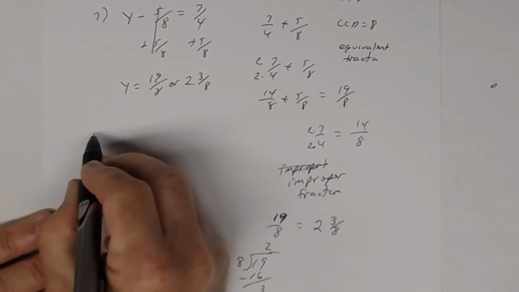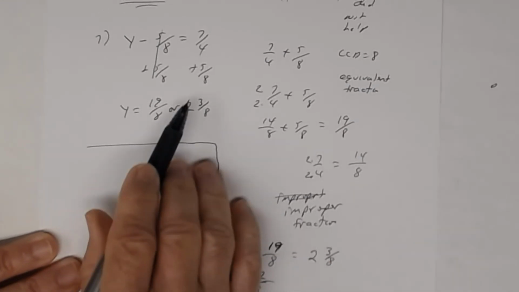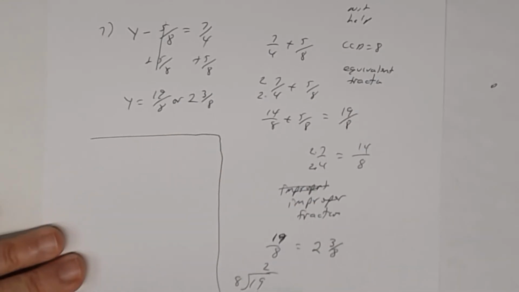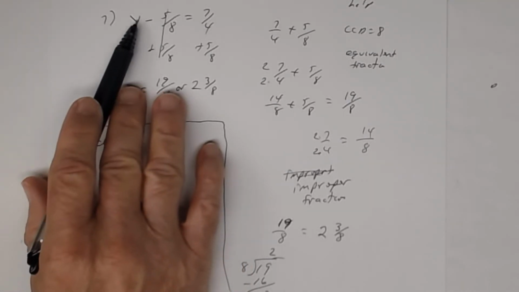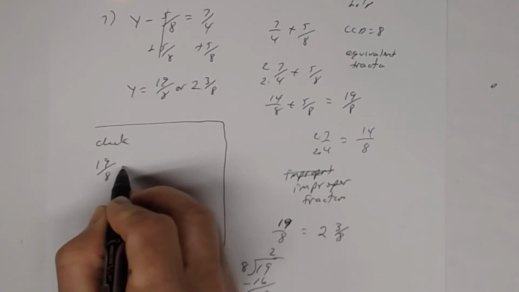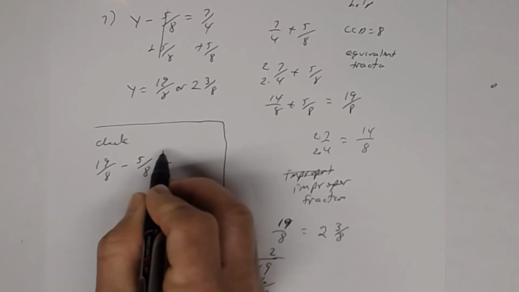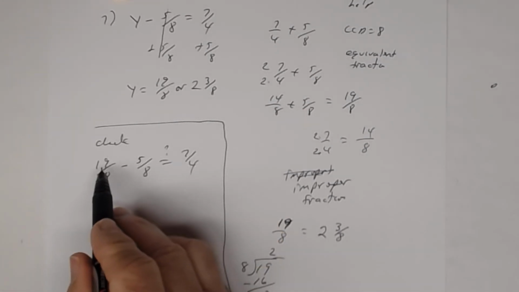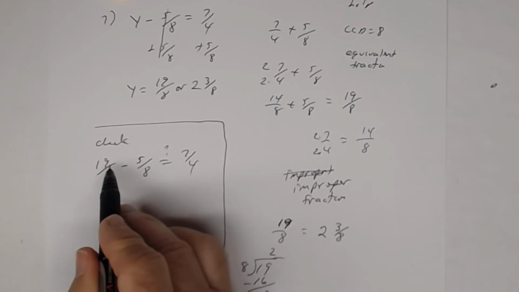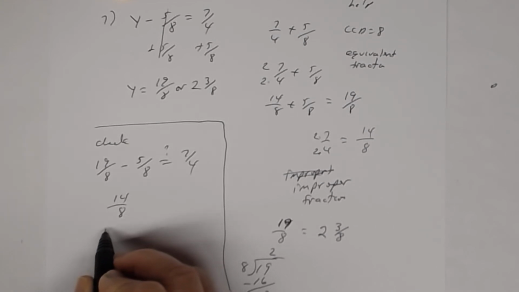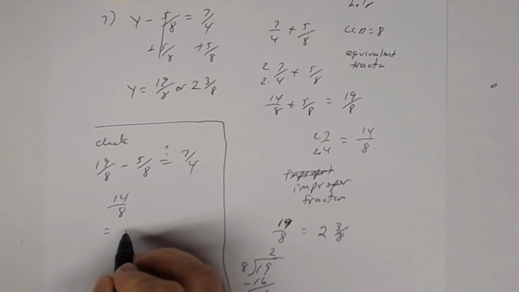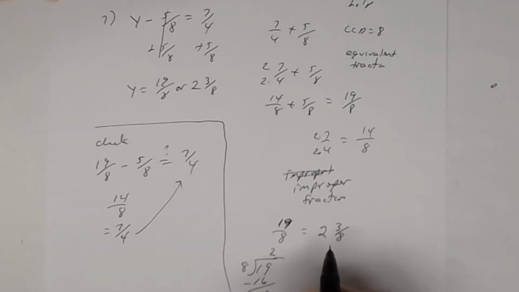Now let's go ahead and check this. That was a lot of work because you have to remember some things about adding fractions. So we're checking 19/8 to see if it works. 19/8 minus 5/8, and I want to see if that's going to equal 7/4. The denominators are already the same here, so we just subtract their numerators. 19 minus 5 is 14, so I get 14/8. Reduced, they're both divisible by 2. 14 divided by 2 is 7, and 8 divided by 2 is 4, and that's what I get.